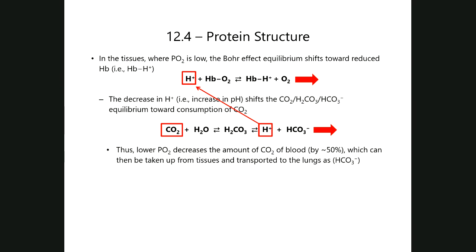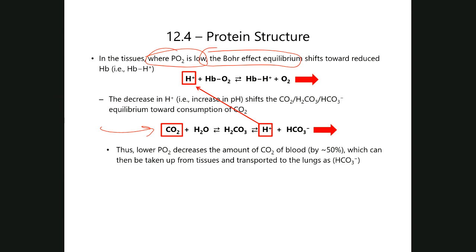In the tissues where the PO2 is low, it's the Bohr effect equilibrium that is actually operating. So again, there's lots of CO2. This is the Bohr effect over here. So Haldane and Bohr are operating at opposite ends of the body. The Haldane effect is operating in the lungs. The Bohr effect is operating in the tissues.